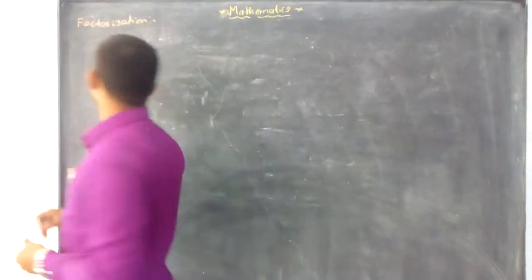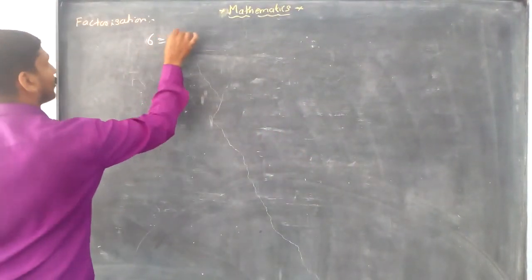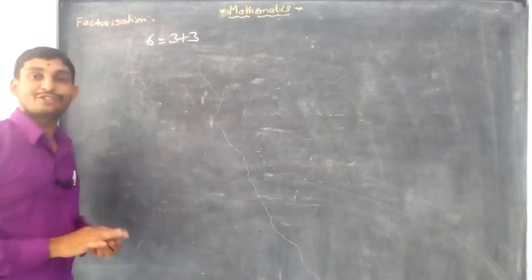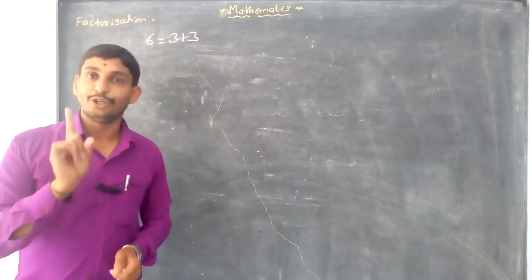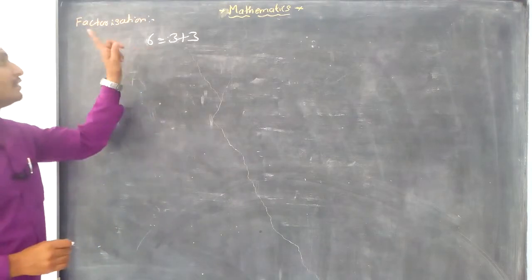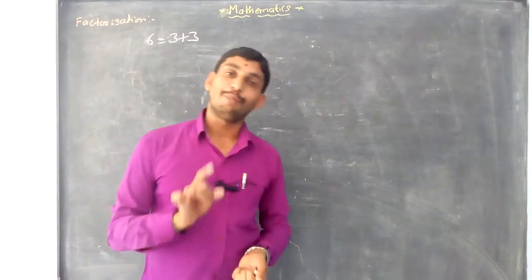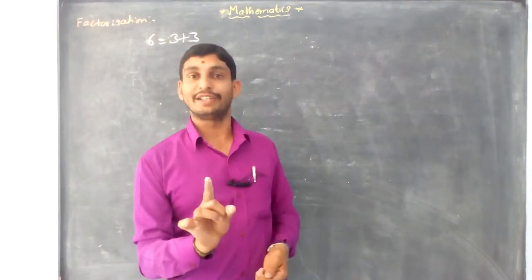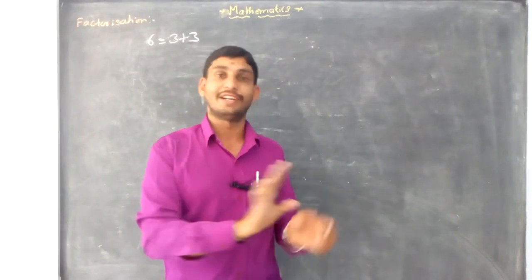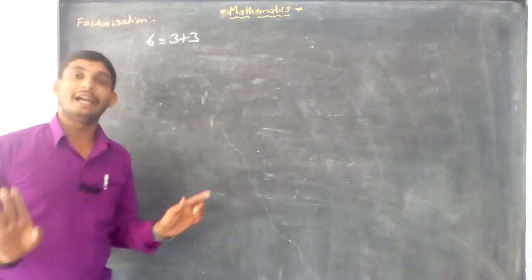First note is, see, writing 6 equals 3 plus 3 is not called factorization. You have to remember, writing 6 equals 3 plus 3 is not called factorization, because factorization means it is a reverse process of multiplication. It is not the reverse process of addition.